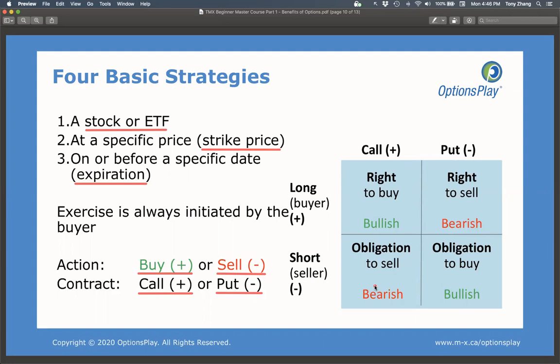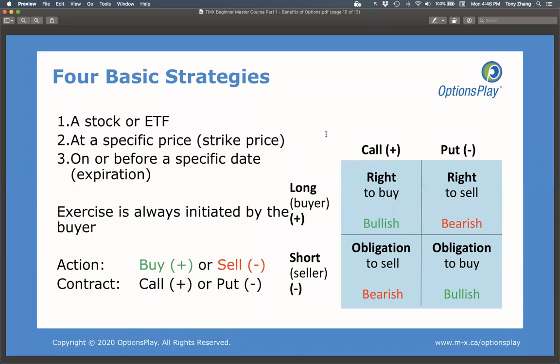So if you can please type 1 into the chat window, if that makes sense to you, the basic multiplication table to help you remember whether you're trading a bullish or bearish strategy. Please type 1 into the chat window. Okay, perfect, great. I see a lot of 1s.